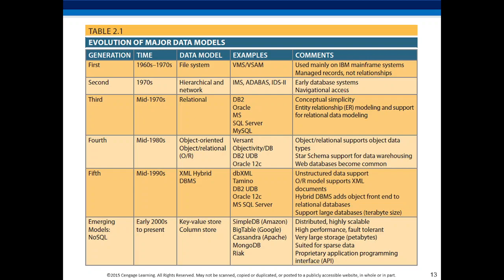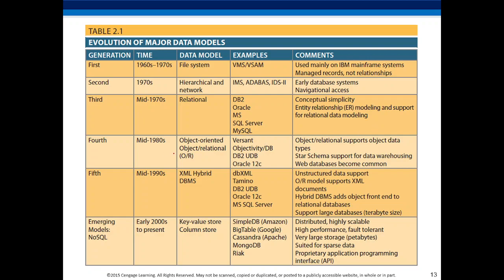So, mayroon silang comments, first sa file system. So, we have the IBM mainframes. Wala siyang relationships. It just records, manages records, not relationships. So, hierarchical, navigational access niya. Here, so this is the common. The relational, so this has conceptual simplicity. So, ER modeling and support for relational data modeling.